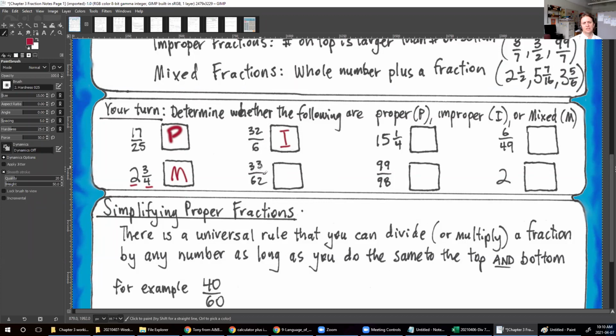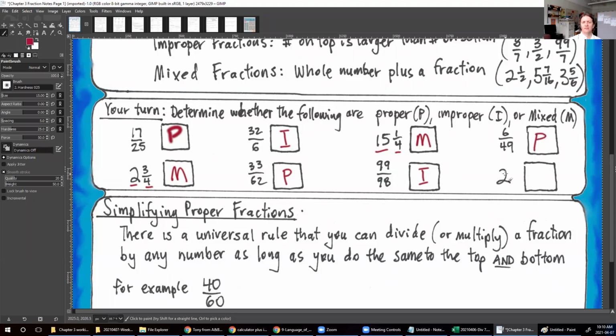33 over 62. This is smaller than the bottom, so it's proper again. 15 1/4. There's our whole number, and the quarter is our fraction part. So it's mixed. We got whole mixed with fractions. 99 over 98. 99 is slightly bigger, so it's slightly top heavy, and we're going to have an improper. 6 over 49, that's a proper.